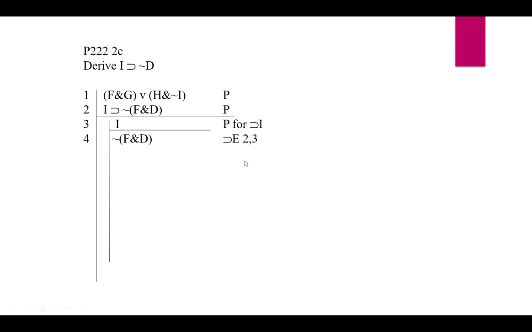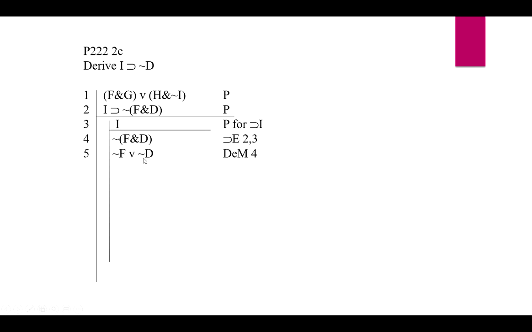So we can use De Morgan's and push that negation through the conjunction, which adds the negation, push it through the parentheses, which adds the negation to F, adds the negation to D, and flips that conjunction to a disjunction. So now we've got not F or not D. So now we need to try to figure out how to get not D by itself.